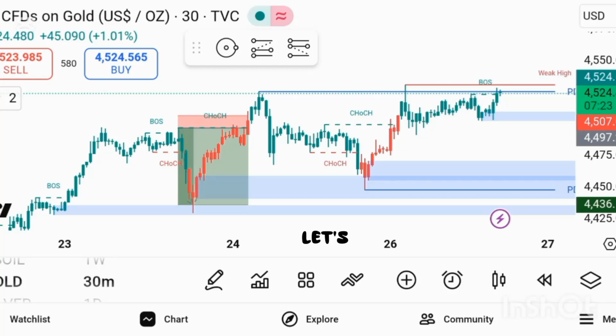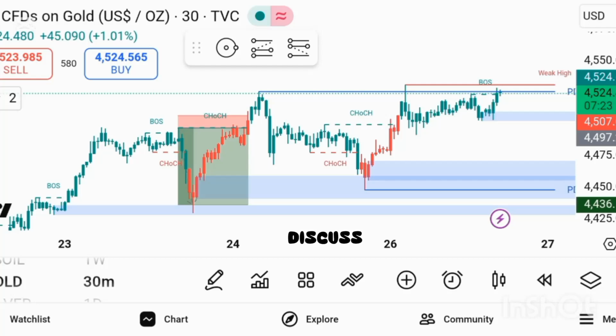Now, let's talk about targets. The first take profit is around 4,505. The second take profit is the previous day high, around 4,525. And the final take profit is the week high, near 4,535. This setup offers a very strong and healthy risk to reward ratio.